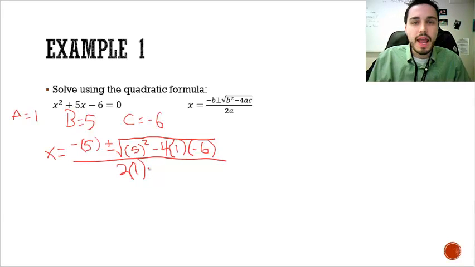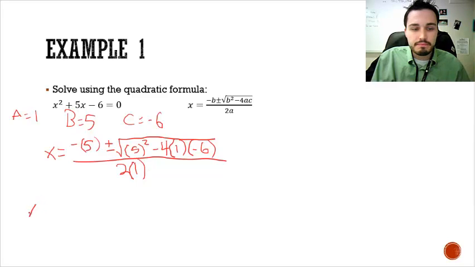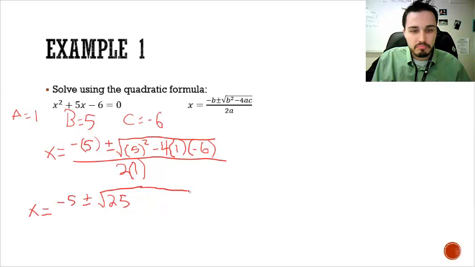Okay, so now we just need to start cleaning all this up. Basically, do your multiplying and squaring first. So I have negative 5 plus or minus 5 squared is 25. 4 times 1 times 6 is 24. And if I notice my signs here, I've got a negative sign here and a negative sign here. Well, those two will make it a positive. So it's plus 24. And then on the bottom, 2 times 1 is 2.